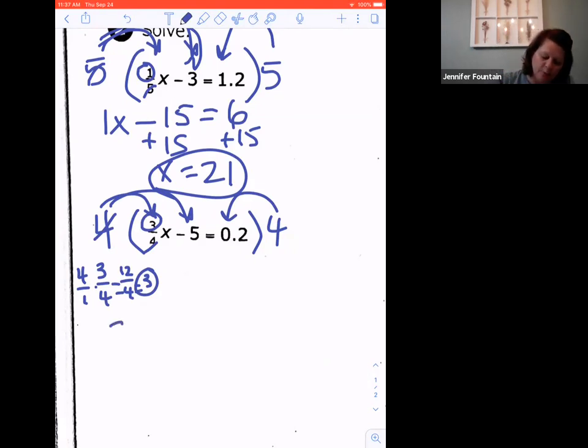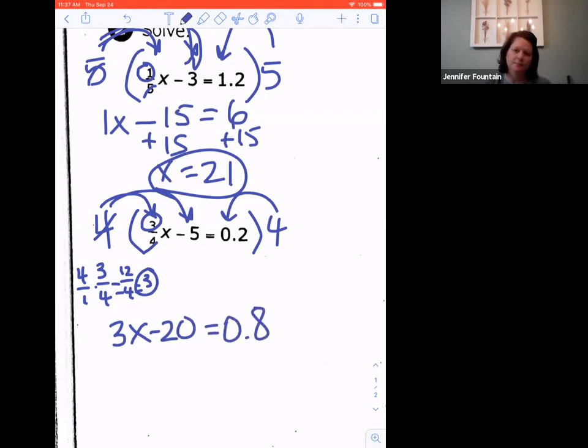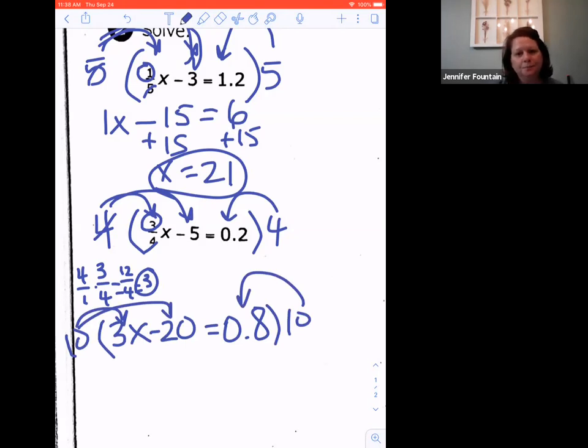Okay, so you're left with 3x, and then 4 times -5 is -20, so 3x minus 20 equals 0.8. I've got to clear my decimals. I've got one place after the decimal, so I have to multiply everything by 10. 10 times 3x, 10 times -20, and 10 times 0.8. 10 times 3x, 30x, minus 10 times 20 is 200, equals 10 times 0.8 is 8.